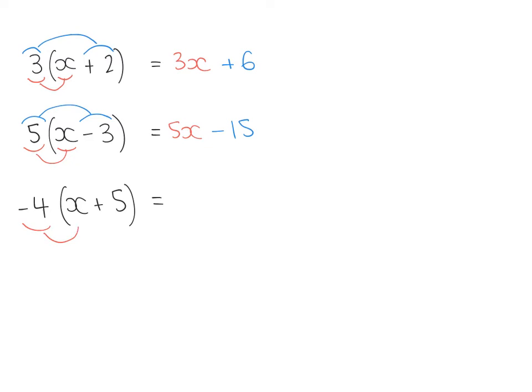Minus 4 multiplied by x, minus 4x. Minus 4 multiplied by plus 5, one negative, one positive, gives us a negative answer. Minus 20.